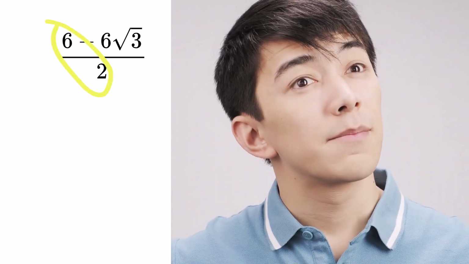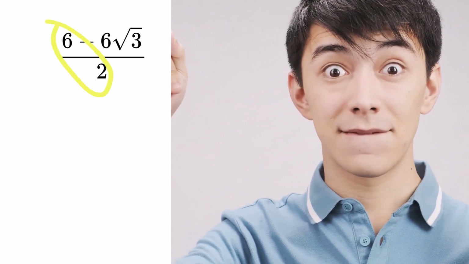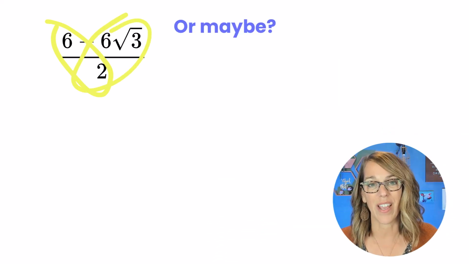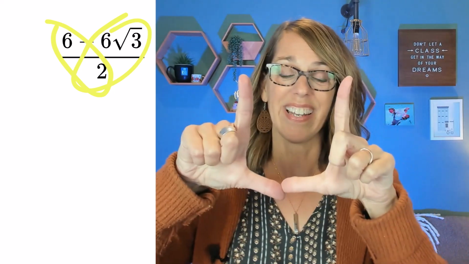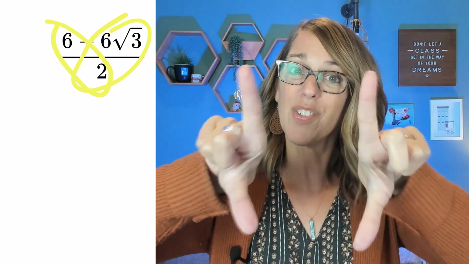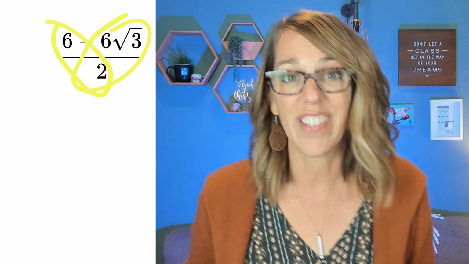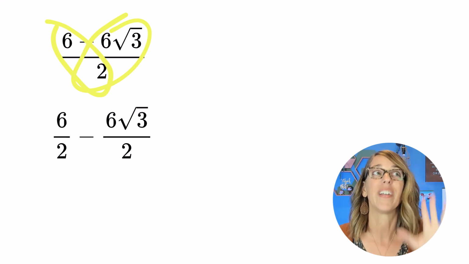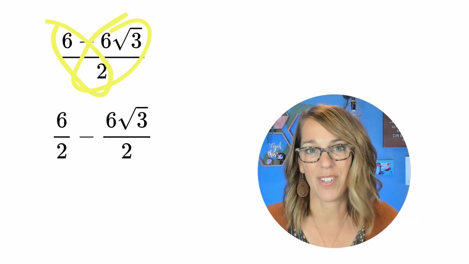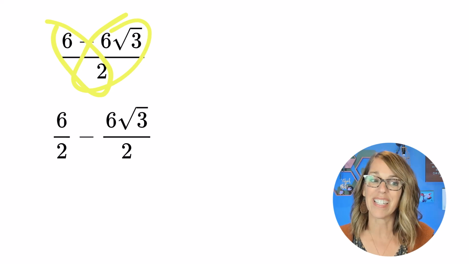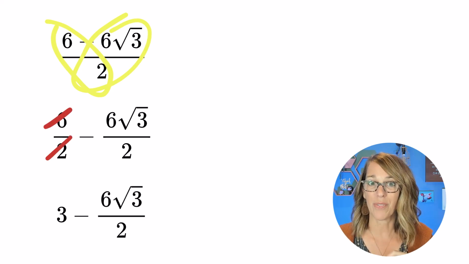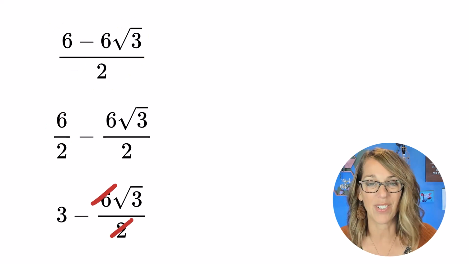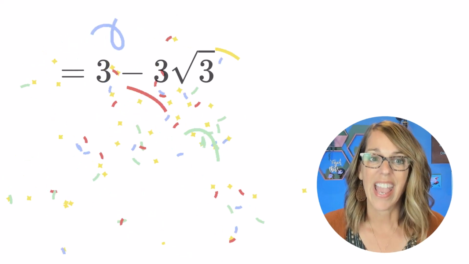So that means that I've got to do the 6 divided by 2 out in front, as well as the negative 6 radical 3 divided by 2. I'm going to take that and separate the fraction so that I've got 2 fractions, both with a 2 in the denominator. This gives me 6 over 2 minus 6 radical 3 over 2. Now you can cancel by 2. I'm going to cancel that first 6. 6 divided by 2 gives me a 3. And I can cancel the second 2. So the second 6 divided by 2 gives me another 3, and we've got our answer.